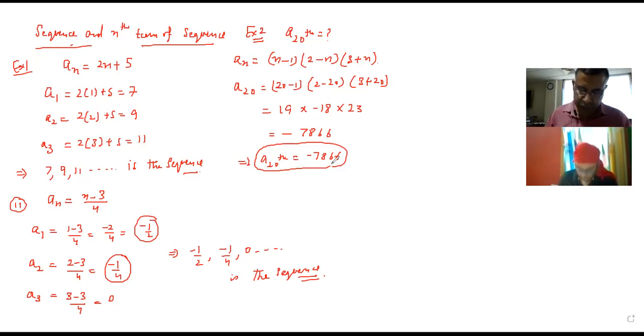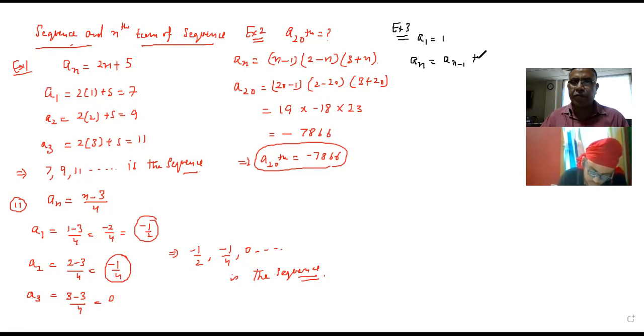Chaliye, come to the next question. Example 3. Let the sequence an be given as follows. He has given us a1 is equal to 1 and an is equal to an minus 1 plus 2 for all n greater than or equal to 2.